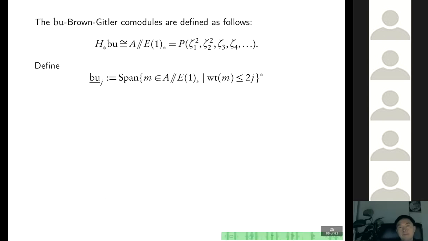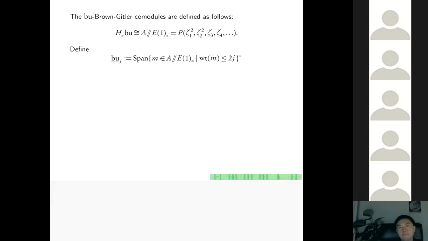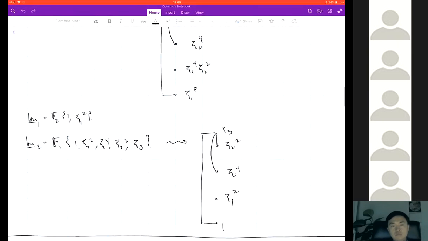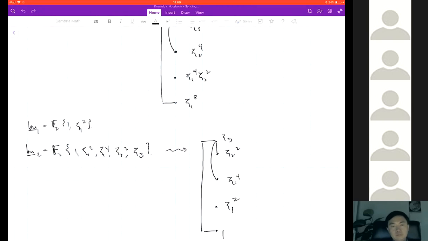As a reminder, the homology of connective complex K theory is A mod mod E1 dual, and that's this polynomial algebra on the squares of zeta 1 and zeta 2, and then also zeta 3 and zeta 4 and so on. The jth BU-based Brown-Gitler subcomodule is defined to be the F2 linear span of the monomials of A mod mod E1 dual where the weights are less than or equal to 2j. Okay, so let me draw some pictures of these. Here's BU1. That's the monomials of the homology of BU which are of weight less than or equal to 2. So 1 has weight 0, so it makes an appearance, and zeta 1 squared has weight 2, so it makes an appearance. But that's it.